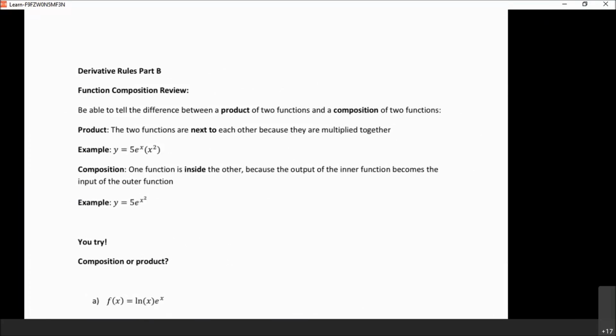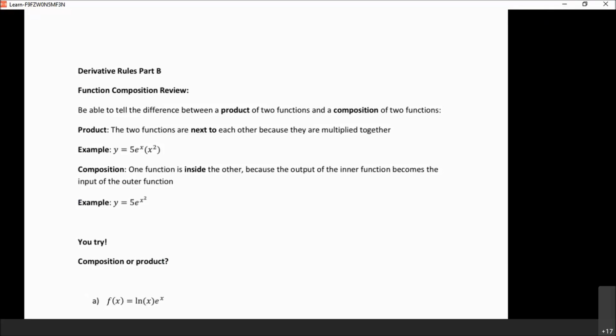I want to begin by reviewing a topic from college algebra, which you might remember is function composition. Part of what you need to do when you're doing calculus is to figure out how to actually set it up. And part of that requires that you be able to recognize what the function is that you're looking at that you want to take the derivative of.